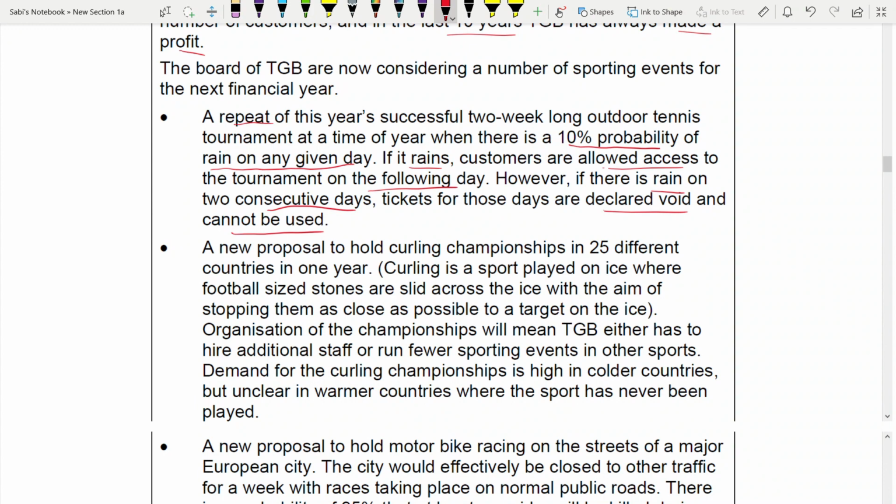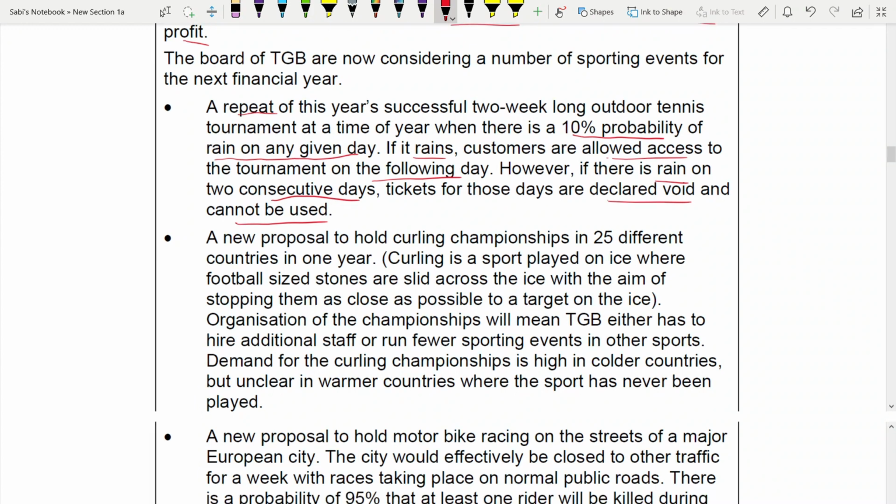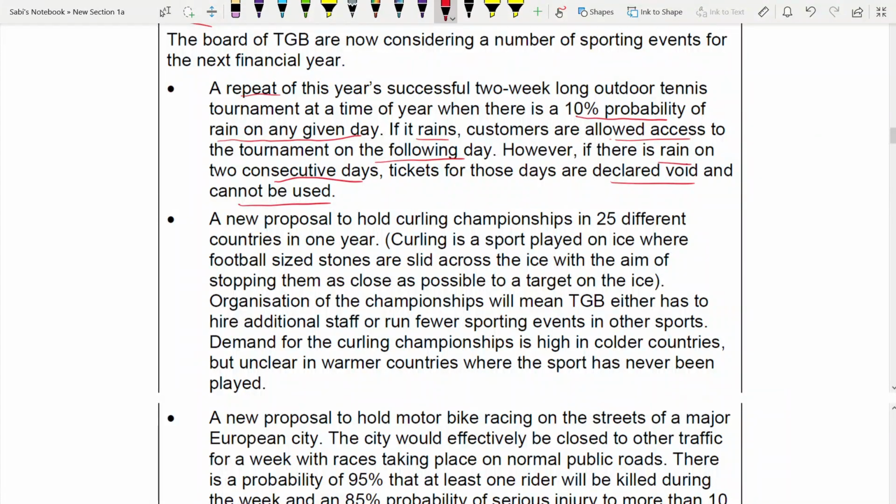Okay. Now coming to the second one, a new proposal to hold curling championships in 25 different countries in 1 year. 25 different countries in 1 year. What is curling? It is a sport played on ice where football-sized stones are slid across the ice with the aim of stopping them as close as possible to a target on the ice. The moment you see ice, you know it's somewhere a cold country, because hot countries will not have ice. Okay, so curling is done in the cold countries.